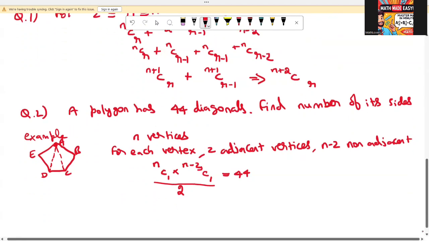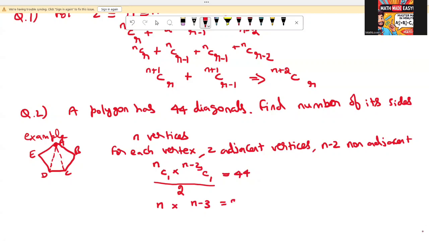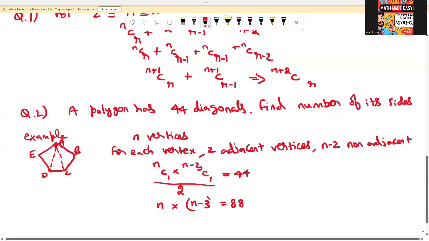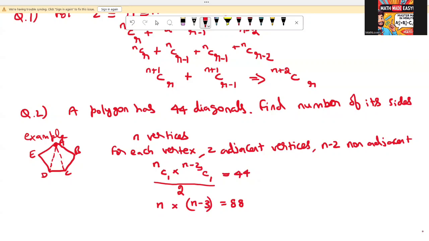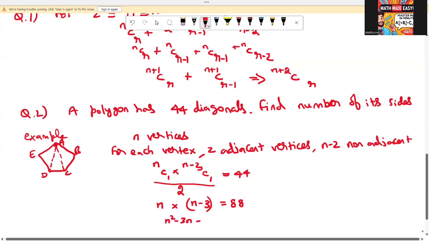So nC1 by the nCr formula will open up as n. n minus 3 C1 will also open up as n minus 3. So n into n minus 3 is becoming 88. So we can easily identify it's becoming quadratic. We can just solve this, get the value of n. So n square minus 3n minus 88 equal to 0. So this will give us n minus 11 into n plus 8 equal to 0. So that tells us indirectly n has to be equal to 11.